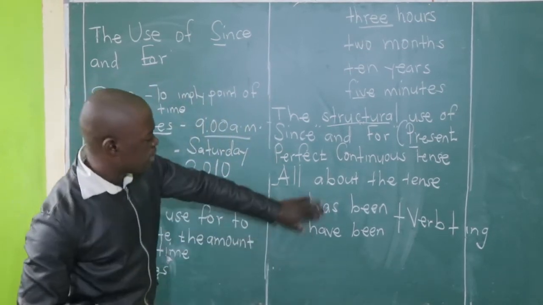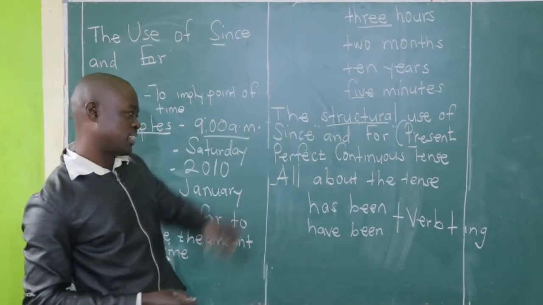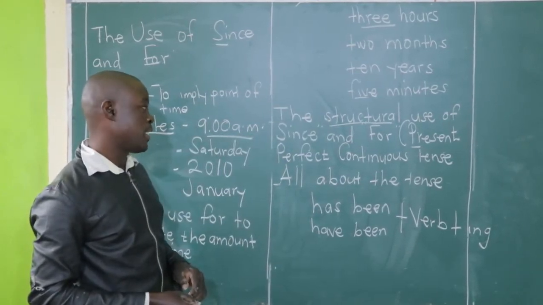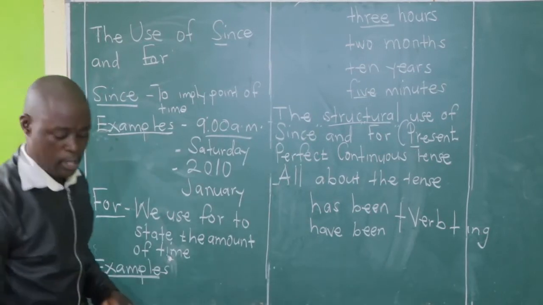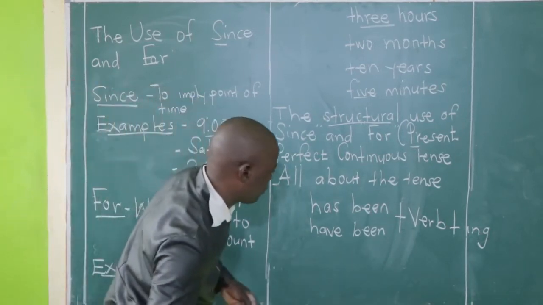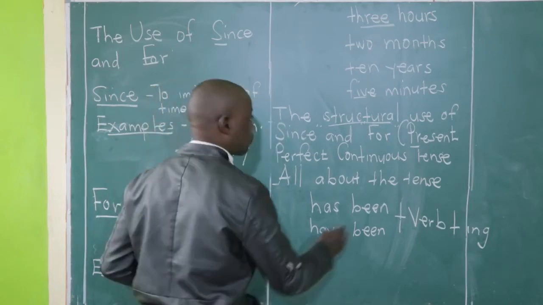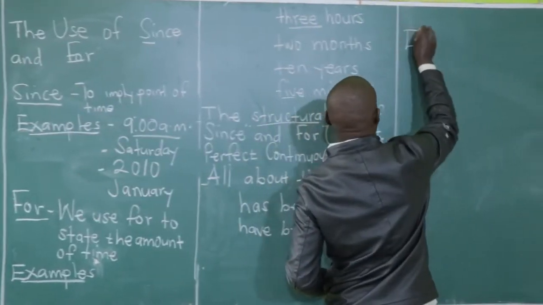So now I'm embedding the tense and the structure at the same time. And the use of since and for, how do we do it? We are going to have a few examples here.